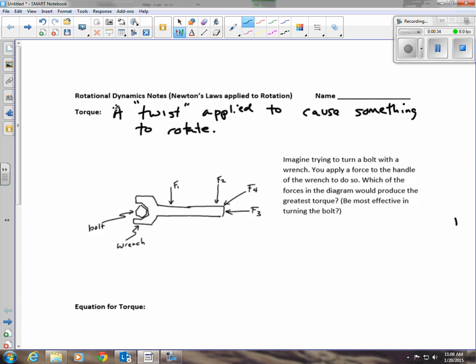So imagine I'm trying to turn a bolt with a wrench. We're going to apply a force to the handle, and which one would be most effective in turning the bolt, giving the most torque? Well, if I try to push here, it's not going to be very effective. Just from experience, I know the farther out the wrench I push down, the stronger the torque is going to be. And if I look at these three, F3 is useless. It's just pointing straight toward the bolt, so that wouldn't turn it at all. And the one that's going to be most effective is going to be F2. F2 produces the best torque, or the largest torque.